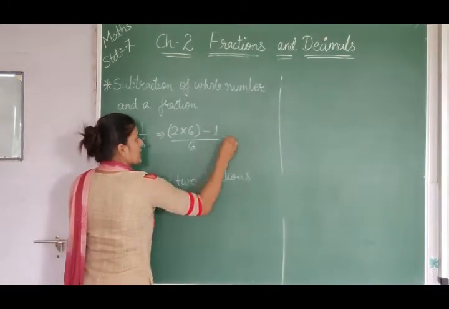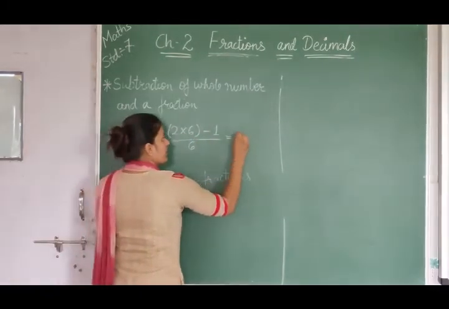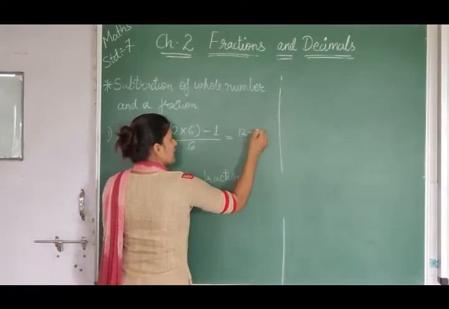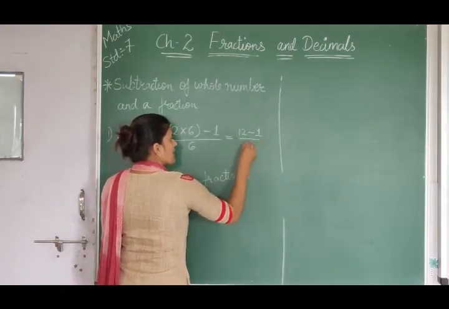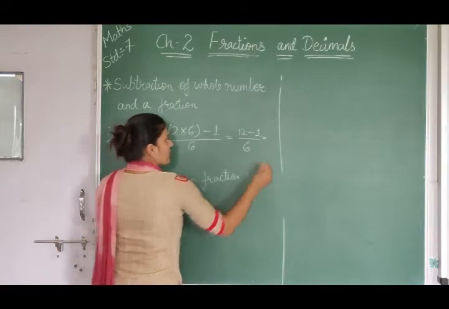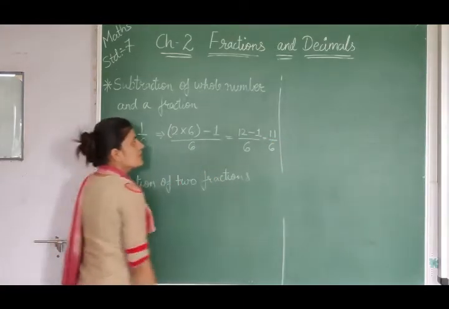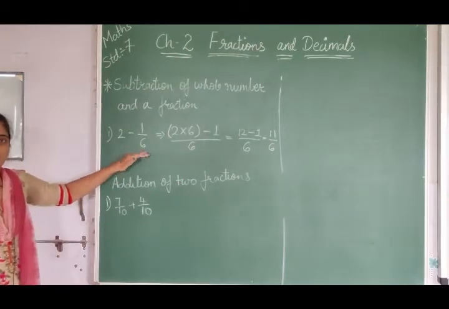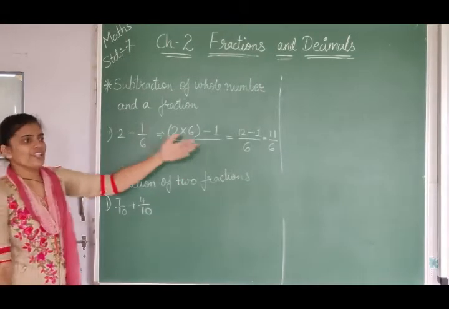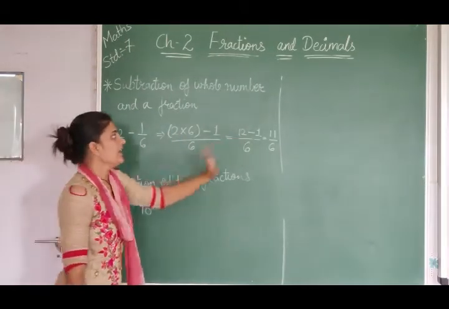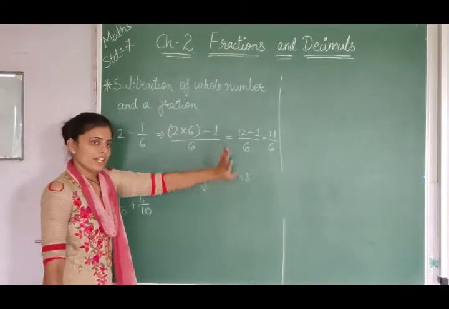So what will be the answer? 2 multiplied by 6 will be 12, after that the minus sign, after that 1 divided by 6. So it will be equal to 12 minus 1, which is 11 by 6. So subtraction is also as easy as addition. In addition we have to add over here, and in subtraction we have to subtract over here.